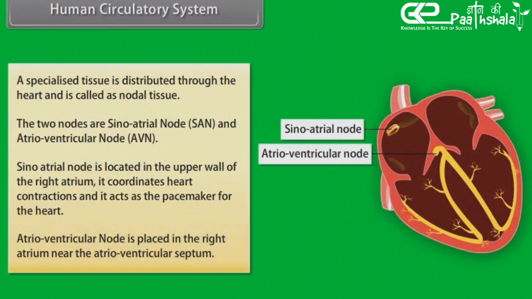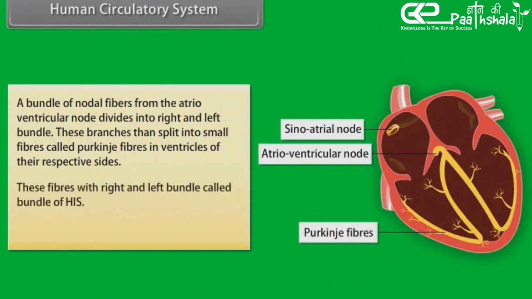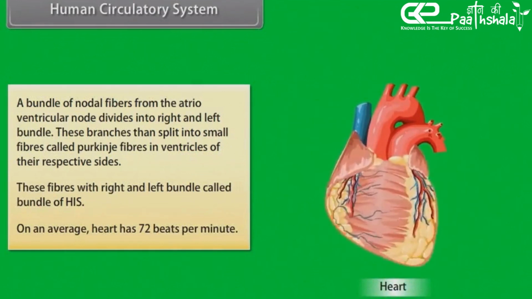Atrioventricular node is present in the right atrium near the atrioventricular septum. A bundle of nodal fibers from the atrioventricular node divides into right and left bundle. These branches then split into small fibers called Purkinje fibers in the ventricles of their respective sides. These fibers with the right and left bundle are called the bundle of His. On an average, the heart has 72 beats per minute.